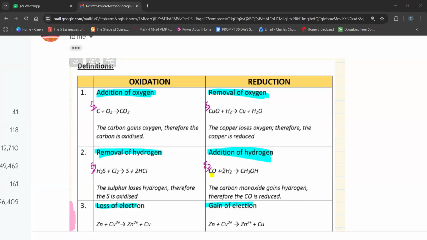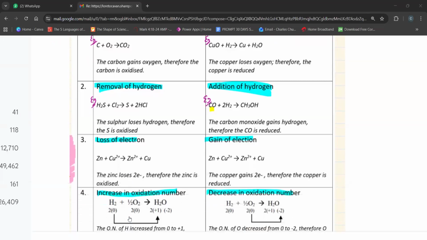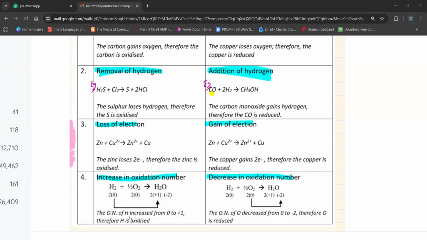So now let me ask, is there any of these definitions that you have a challenge understanding? No, not really. Okay, so you've looked at all of them, right? The four of them, yes, sir.